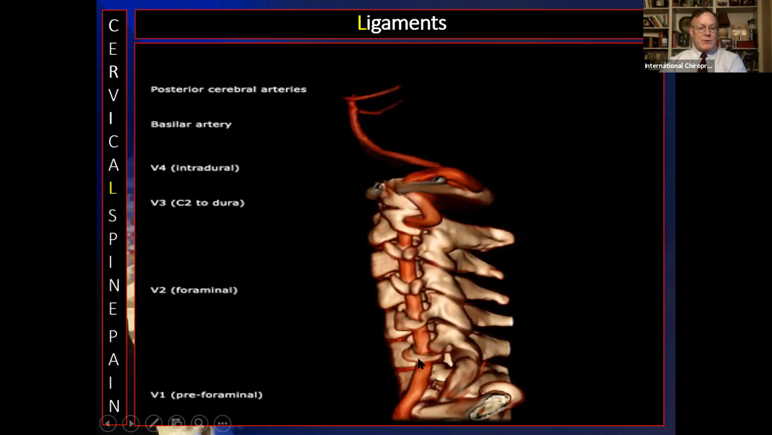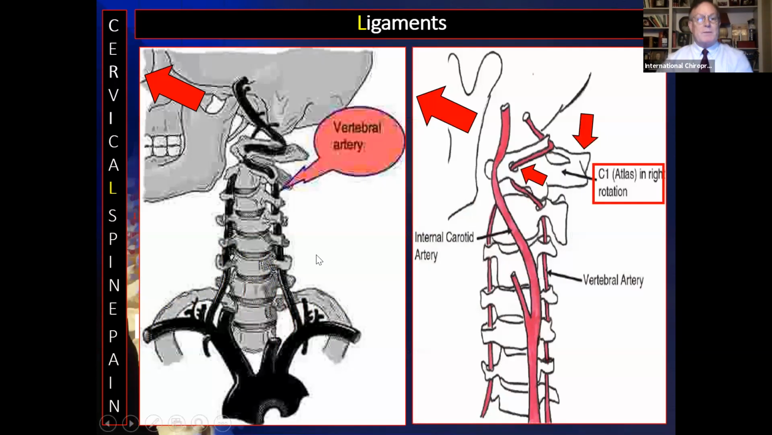So the V2 goes from the transverse process of C6 to the transverse process of C2. And then the V3 segment goes from C2 through C1 over the ridge there, or the posterior ring of C1, to enter the dura. Once it pierces the dura, it becomes a V4 segment and joins its little friend from the other side to form the basilar artery. Again, the only place in the human body where two arteries come together to form one.